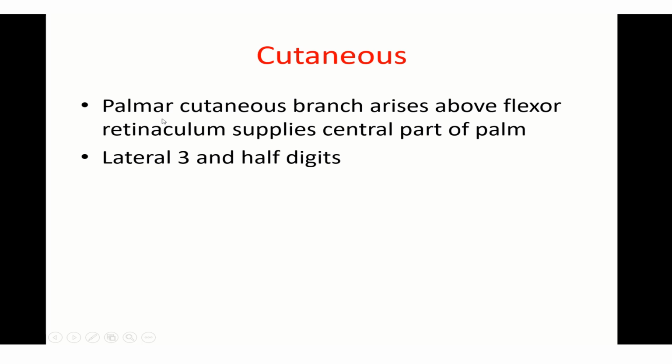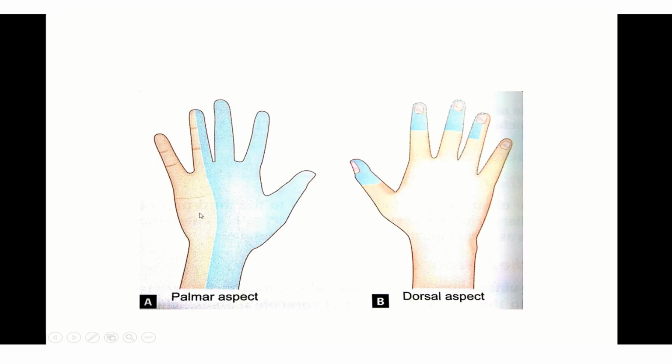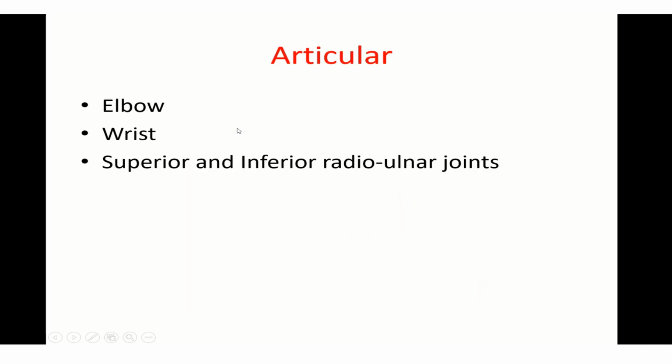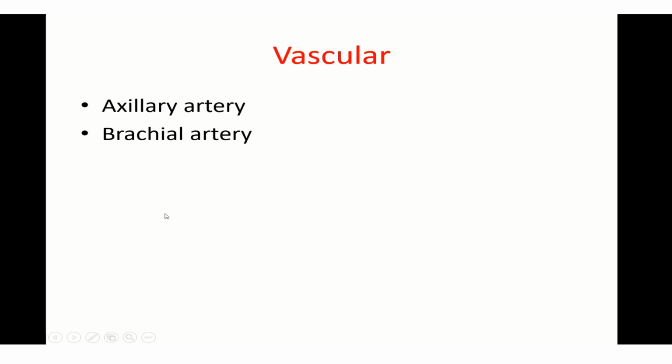So then the palmar cutaneous branch rises above the flexor retinaculum and supplies the central part of the palm and lateral 3.5 digits. So you can see this is the cutaneous distribution of the median nerve on the palmar aspect, and here you can see this is the cutaneous distribution of the median nerve on the dorsal aspect. So this corresponding part of the lateral 3.5 digits on the dorsal aspect will be supplied by the superficial branch of the radial nerve. It also gives articular branches to the elbow, wrist, and superior and inferior radioulnar joints.